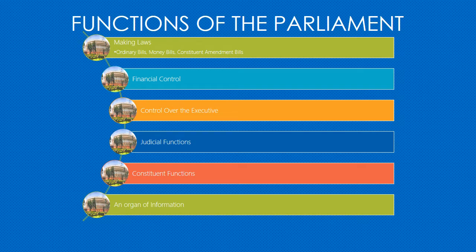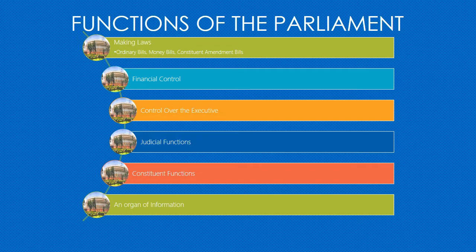It can make amendments to the Constitution by a simple majority, that is, a majority of more than 50% of the members present and voting. For certain amendments, however, a 2/3 majority is required. International treaties, trade agreements, and declarations of war also need the approval of the Parliament.